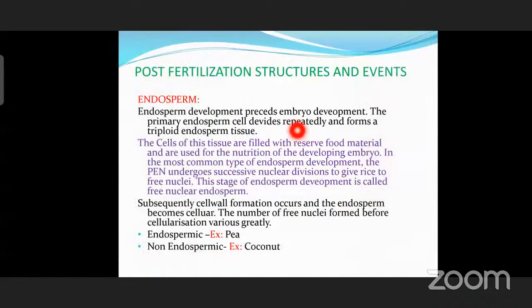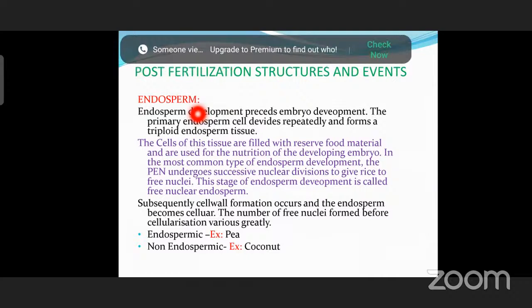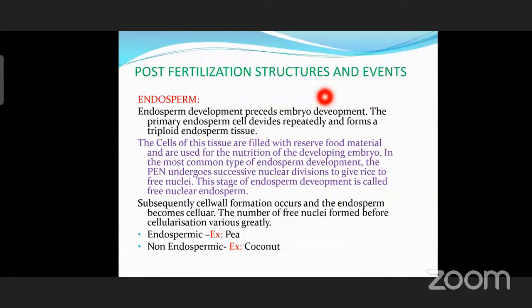Okay students, do you understand double fertilization, syngamy and double fertilization? And next one, post-fertilization structures and events. In post-fertilization, following the double fertilization events, the endosperm and embryo develop, the ovules mature into seeds, and the ovary develops into fruits. These are collectively termed post-fertilization structures and events.